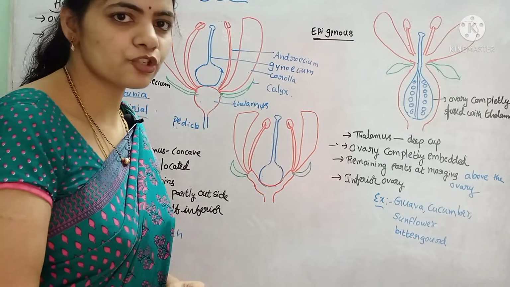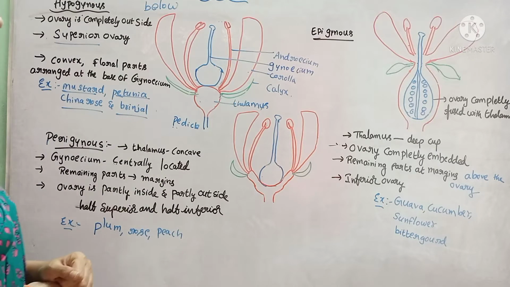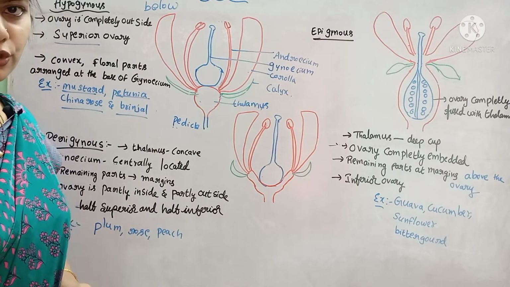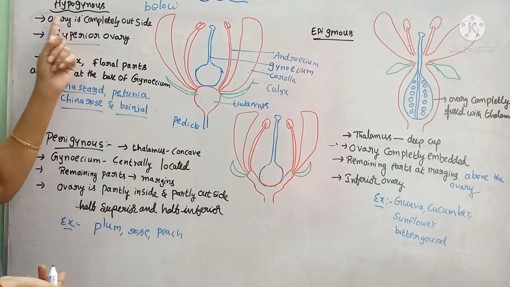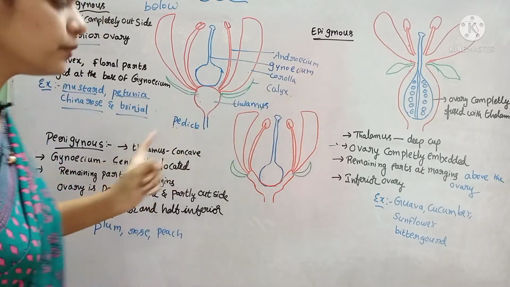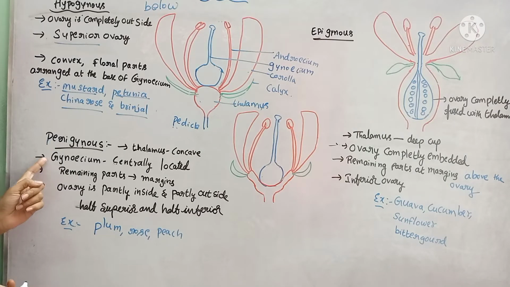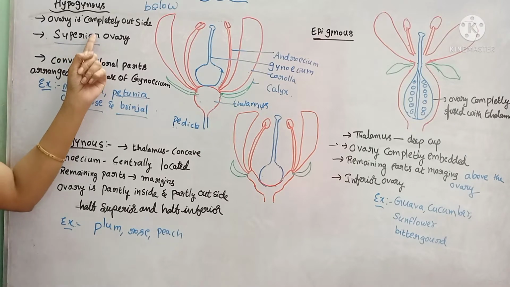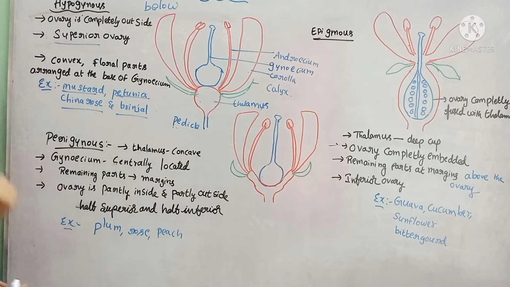Depending upon the position of these floral parts on the thalamus, we can classify the flowers into three categories. The first one is hypogynous, the second one is epigynous and the third one is perigynous. What are the three kinds? Hypogynous, epigynous and perigynous.